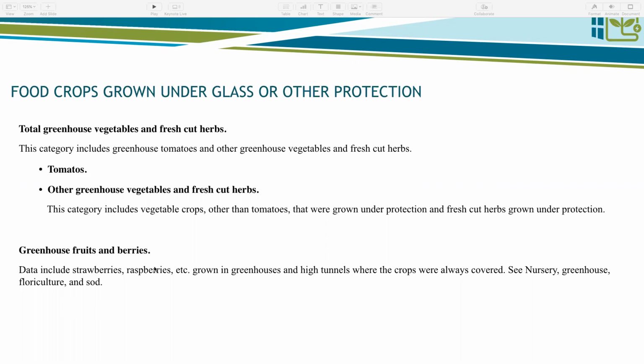The other category we're going to take a quick look at is greenhouse fruits and berries. So here the data includes strawberries and raspberries grown in greenhouses and high tunnels where the crops were always covered. One quick point to make here as well: they do not make any differentiation between a high tunnel or a highly automated greenhouse. They look at all of these as one thing together, and that's why the discussion is good. We can get your feedback based on your knowledge of the market.